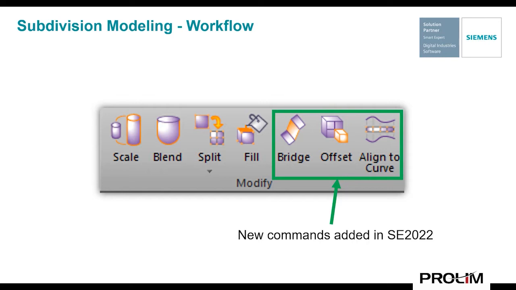You can also create more sophisticated shapes using the commands in the Modify group. So we can do a split with offset. We can also move or create faces using the Offset command. And then we can connect cage faces or edges on one or more bodies with the Bridge command. And then we can fit faces to a curve using Align to Curve. As you can see here, the ones highlighted in green are new commands that were added in the release of Solid Edge 2022.